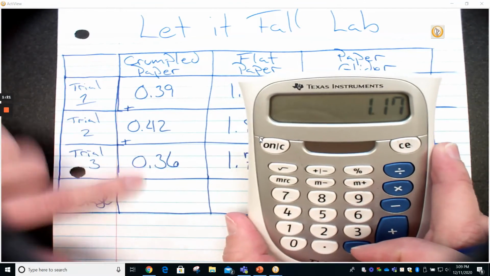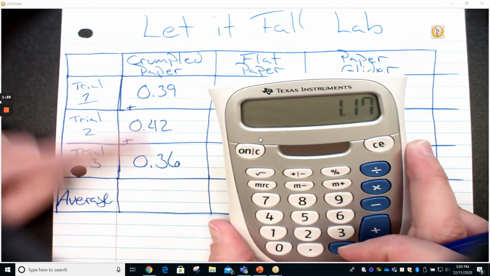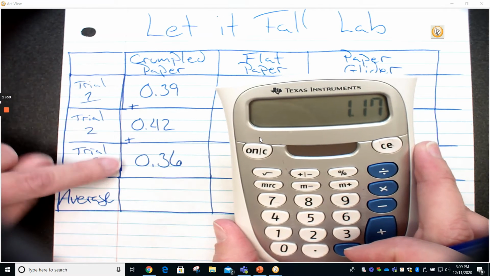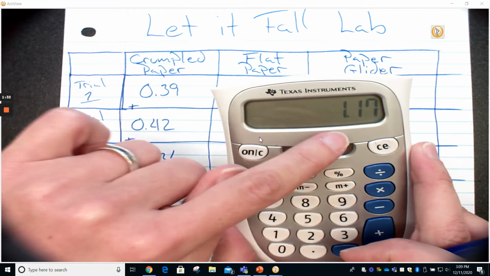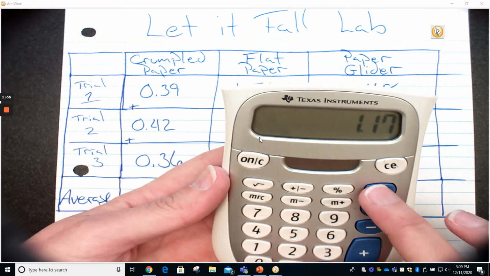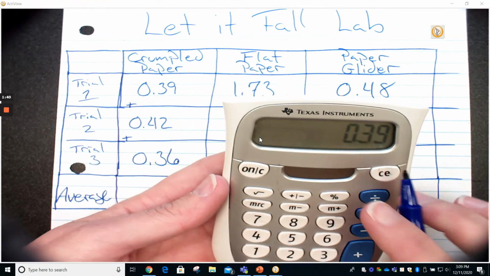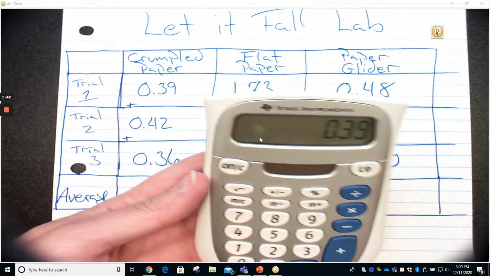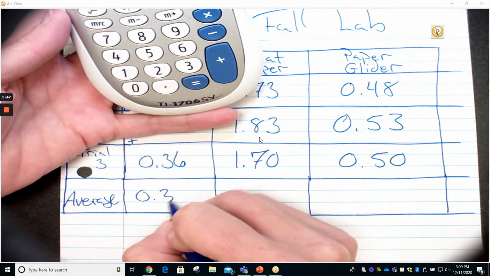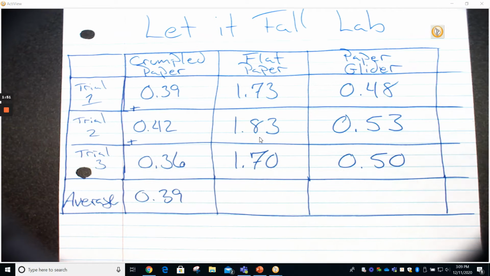So now we have all these added up. That's not going to be our average. That's our total for all these three. To find our average now, we've got 1, 2, 3 trials. We're going to divide this number by 3. So I have it in there. I'm going to put divided by 3 equals 0.39. So 0.39 is our average. That's it. It's not that difficult, right? 0.39 is our average time of fall for the crumpled paper.